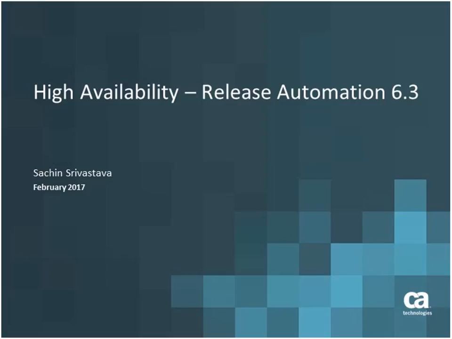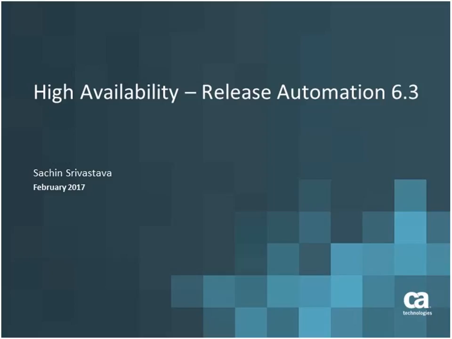Hey everybody, good morning. Good afternoon to everybody. My name is Sachin. I'm the Engineering Services Architect for CA, and I have experience working as a Release Automation Studio engineer. And today I'll be presenting the configuration of high availability for RA 6.3.